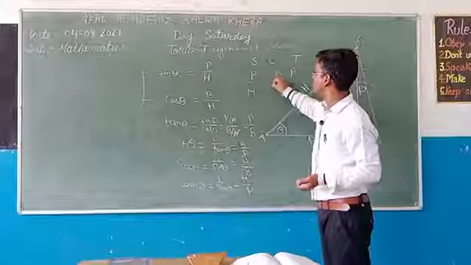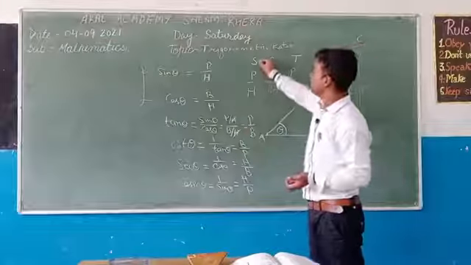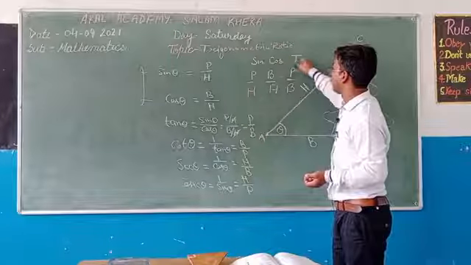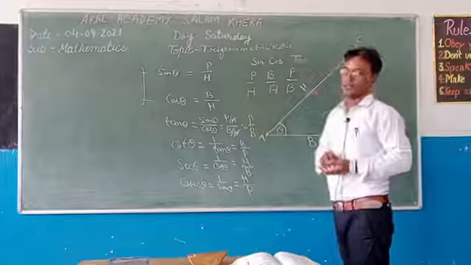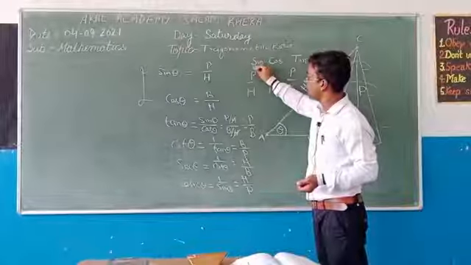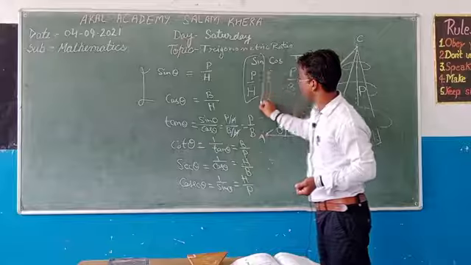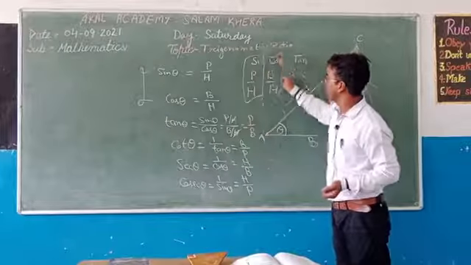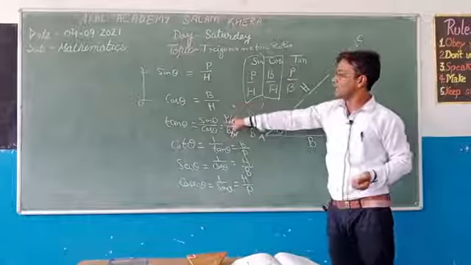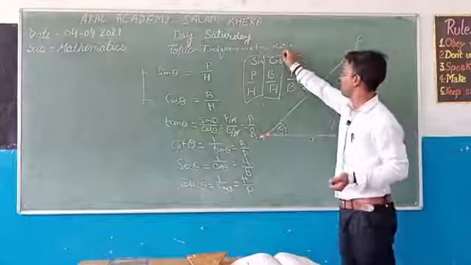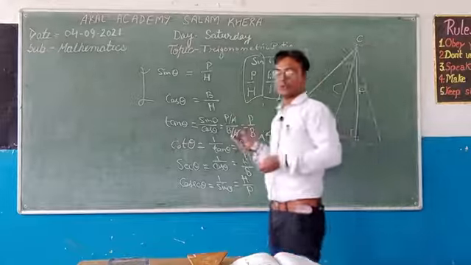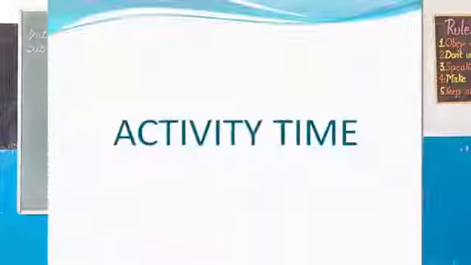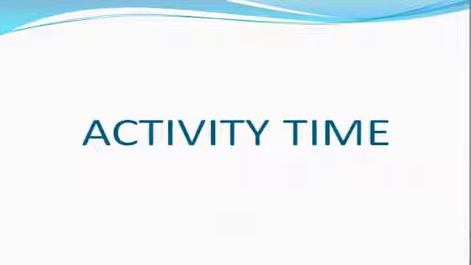In this trick you can see S stands for sin theta, C stands for cos theta, and T stands for tan theta. So sin formula you have P by H, cos value you have B by H, and tan value you have P by B. So this was one trick, and you can also practice on one model.